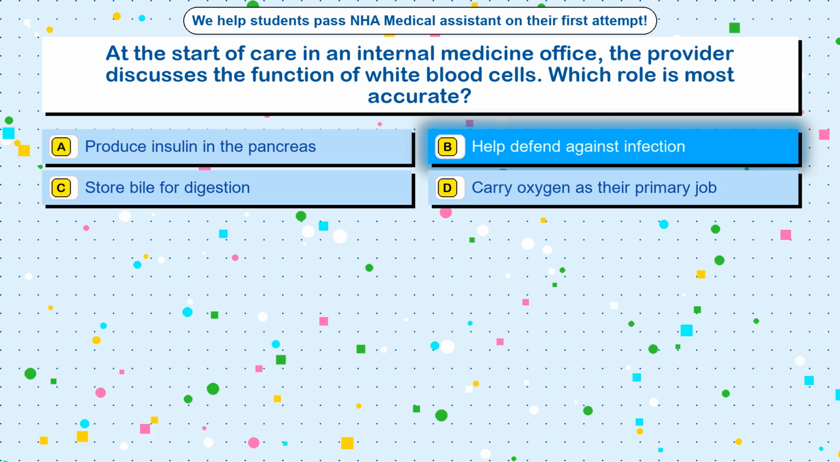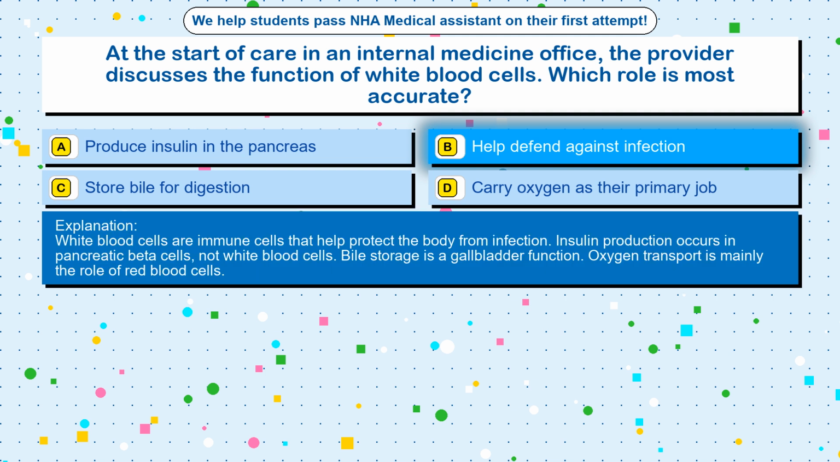The correct answer is option B. Help defend against infection. White blood cells are immune cells that help protect the body from infection. Insulin production occurs in pancreatic beta cells, not white blood cells. Bile storage is a gallbladder function. Oxygen transport is mainly the role of red blood cells.